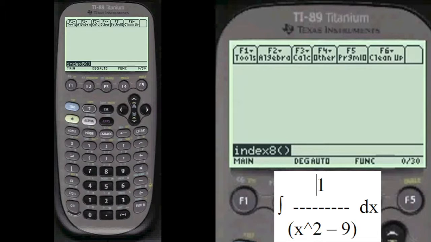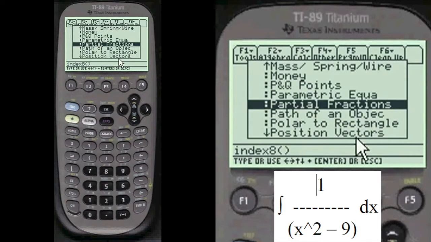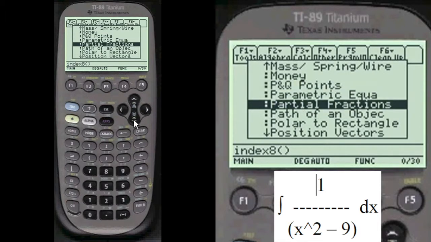I'm going to do a test problem on partial fraction decomposition again. There are many systems to this. I'm going to show you how my programs work on this. Index 8 to get to the main menu. And we scroll down to partial fractions, which is in the menu. You can scroll up or down here with the cursor. I'm already there, so that's cool.